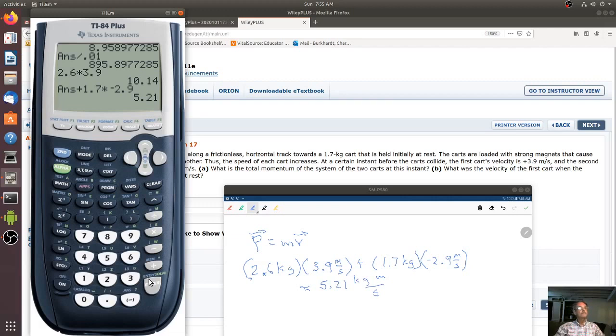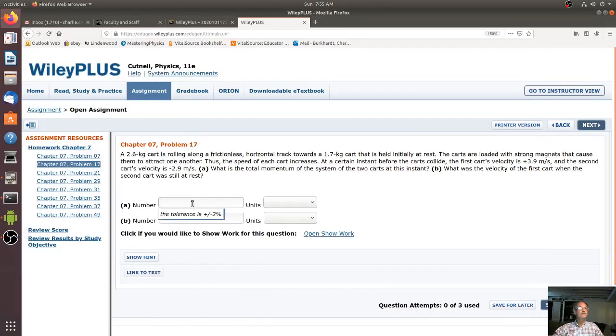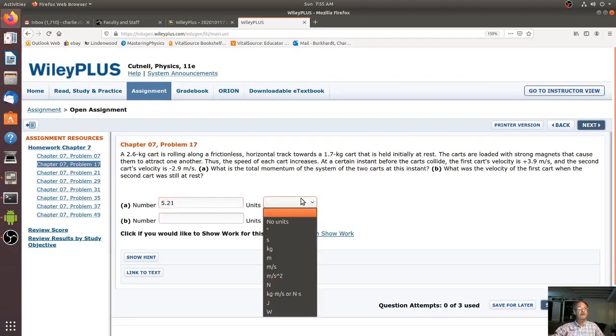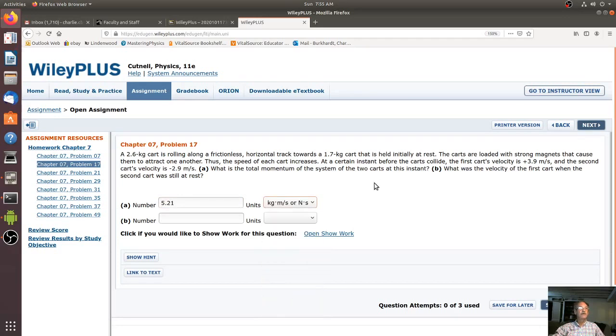Okay, let's put that in. 5.21, make sure it works. See if these equations I'm telling you are true. Kilogram meters per second or newton seconds. There's the units of momentum.